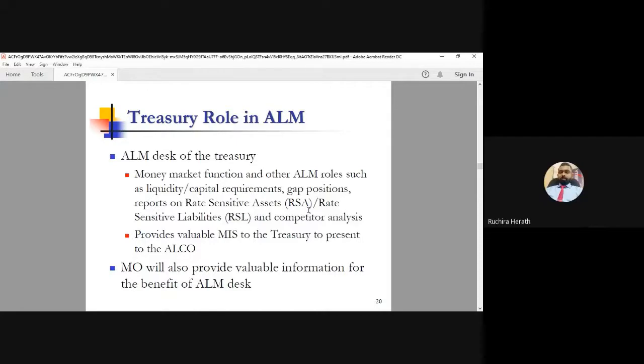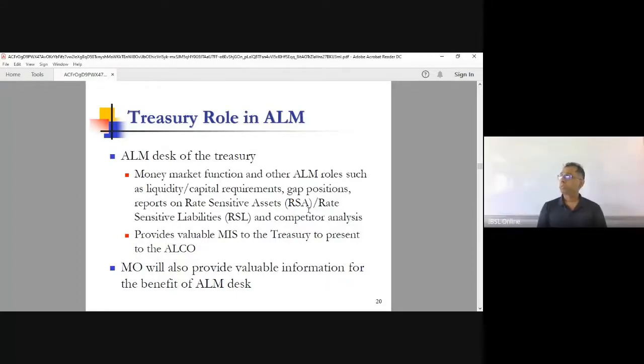Treasury could have the understanding of the market behavior. Yes, very good, very good. Because remember, ALM has a lot to do with understanding the market, and also not only understanding the market, but using market-related products to deploy or raise funds.